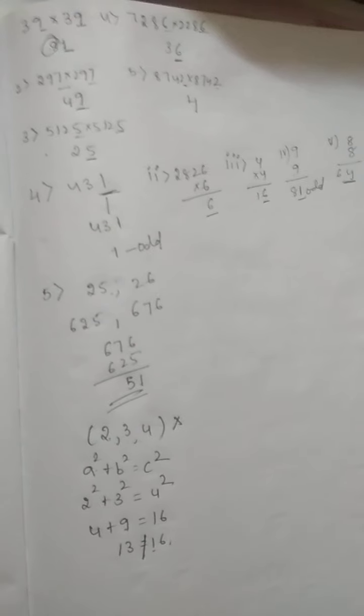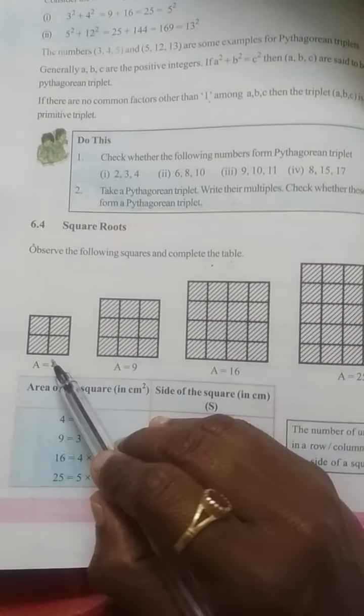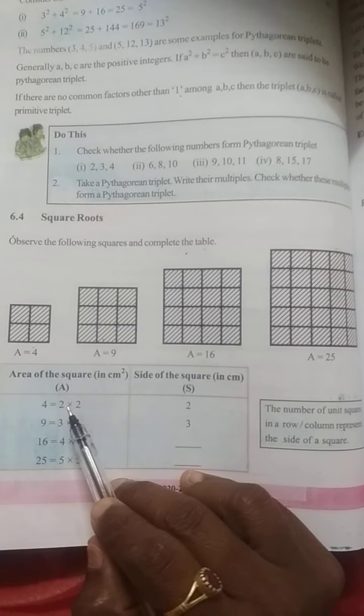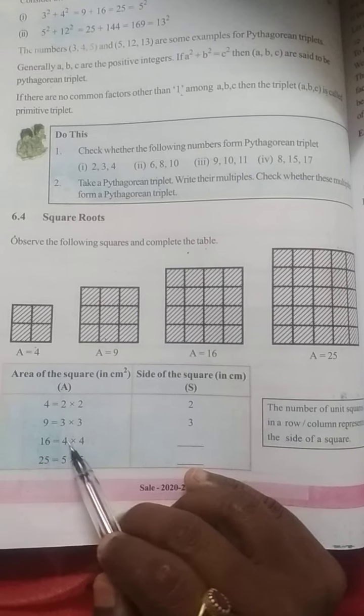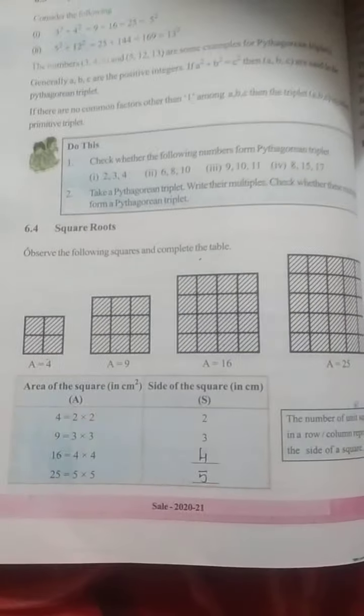Square roots. Observe the following squares and complete the table. 4, 9, 16, 25. 4 is 2 into 2, 9 is 3 into 3, 16 is 4 into 4, 25 is 5 into 5.